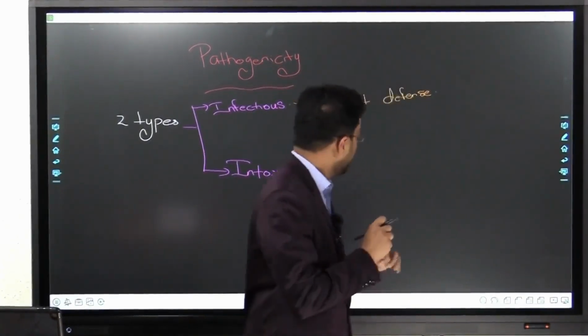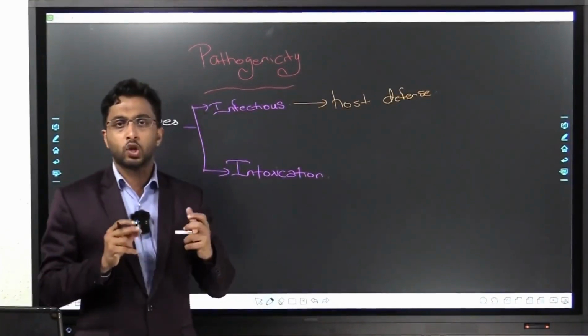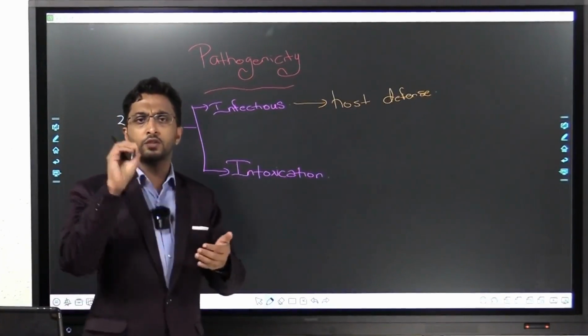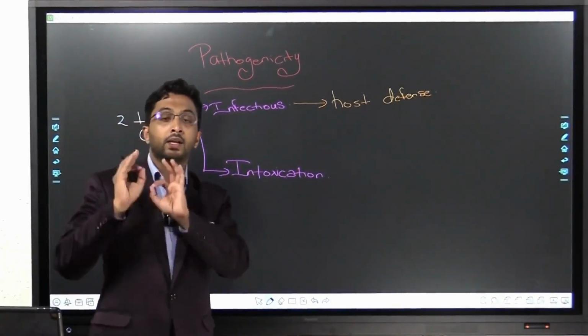And the second type is intoxication. That is, toxins are produced by this organism, and these toxins will act. The bacteria will not do anything. The toxins will act.